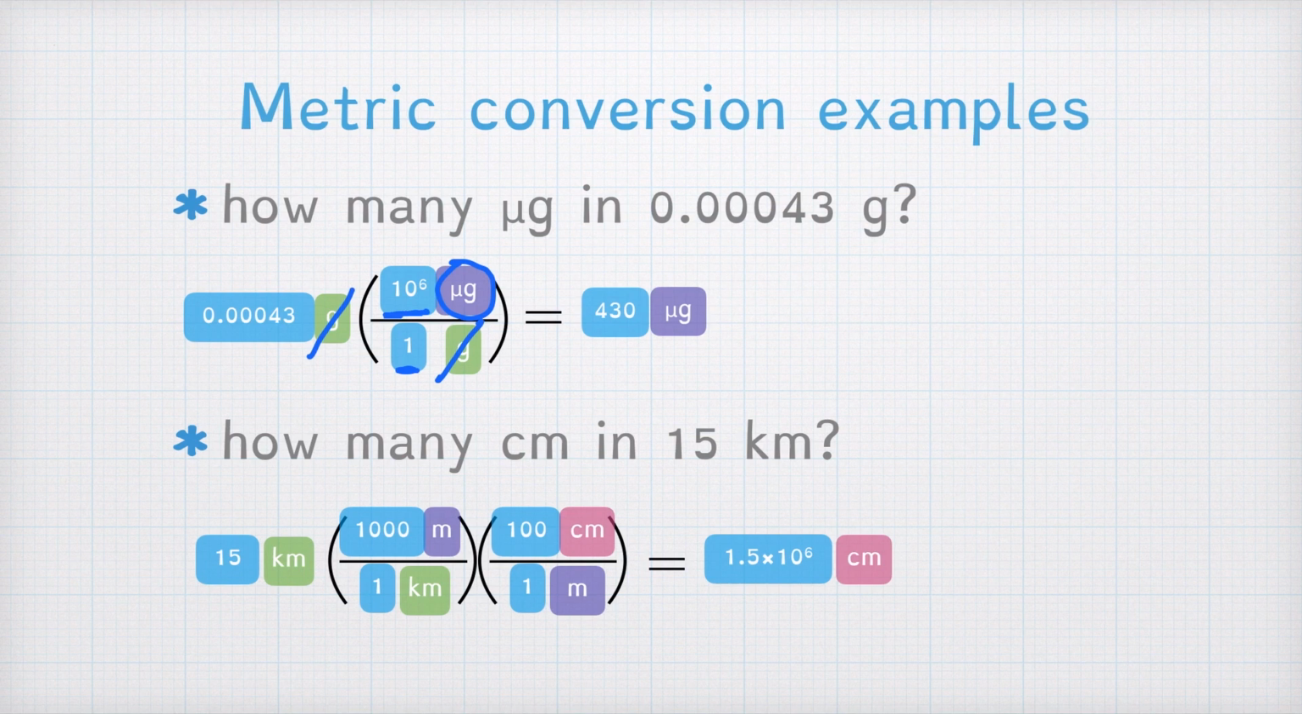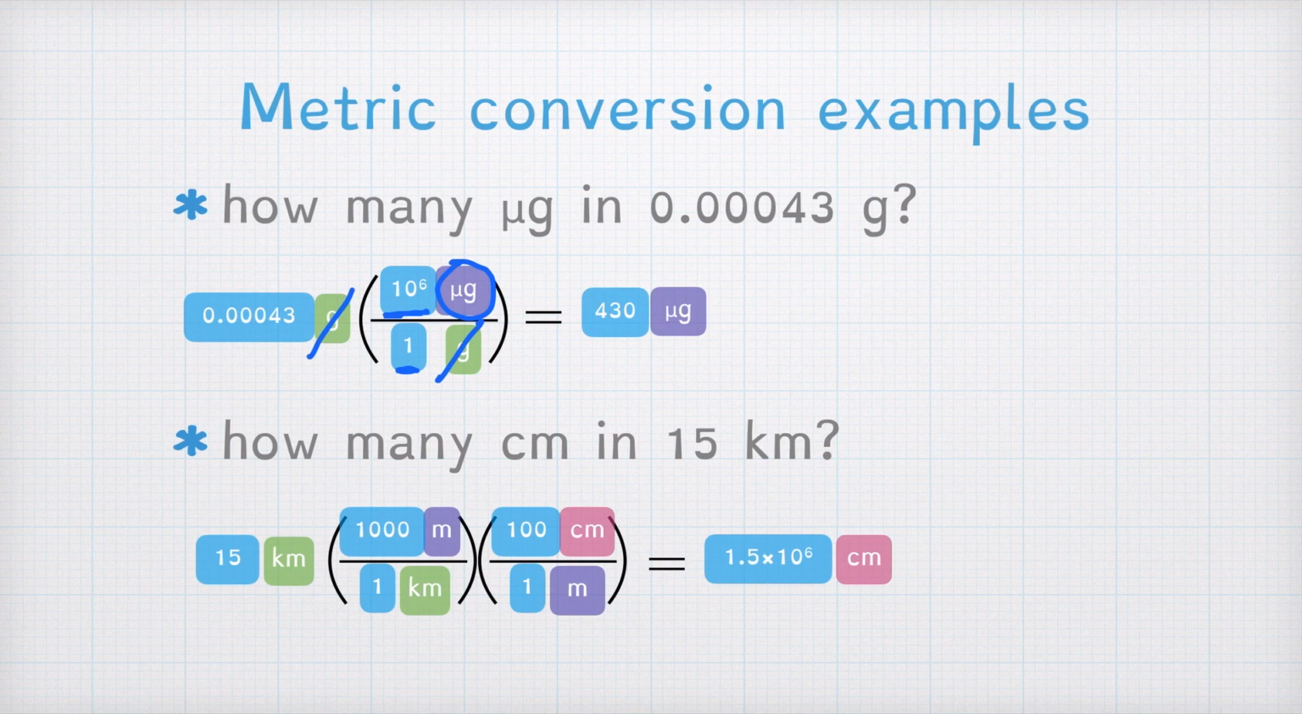The second problem asks how many centimeters are in 15 kilometers. And this is an example where you're going from one prefix to a different prefix. And when you're doing that, you want to go through the base unit. In this case, the base unit would be meters. So we're going to convert from 15 kilometers to how many meters that is, and then from meters to centimeters.